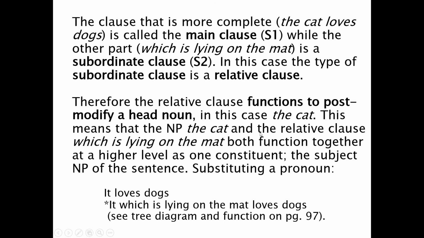So in this case, the cat. This means that the noun phrase, the cat, and the relative clause, which is lying on the mat, both function together at a higher level as one constituent, the subject noun phrase of the sentence. If I say the man who is watching a video on his cell phone is the cameraman, or is Ahmad Abu Anza. So we say who is sitting at the back, who is watching a movie, who is following something on YouTube. All these are additional information, and they are called relative clauses or adjectival clauses. So call them whatever you want.